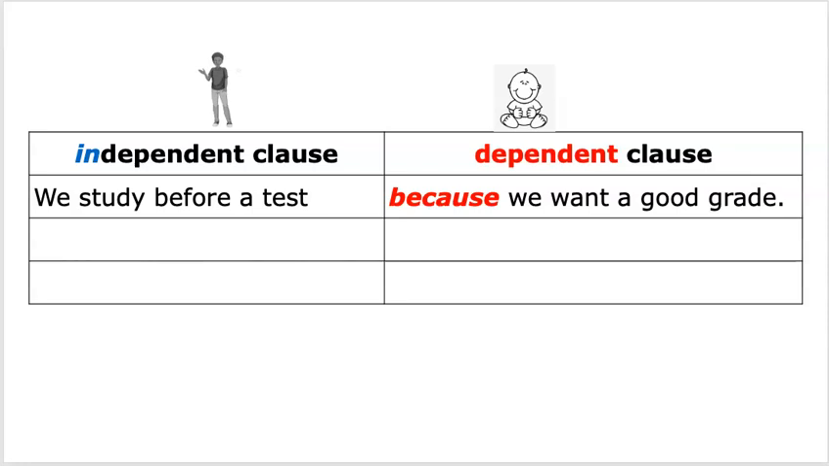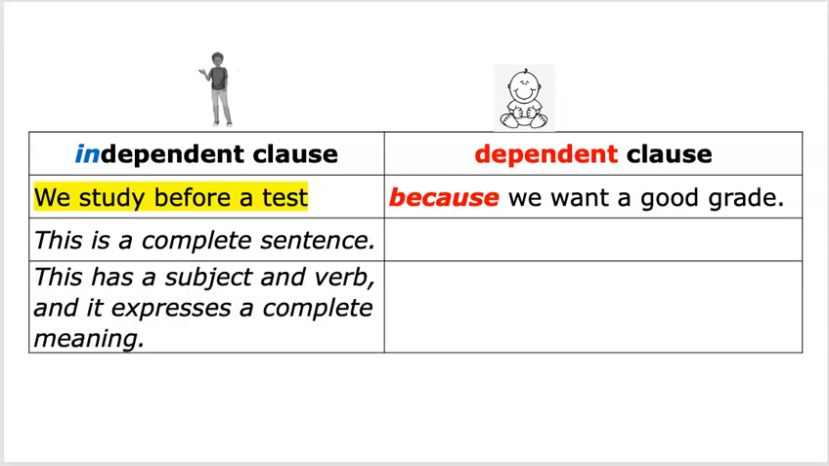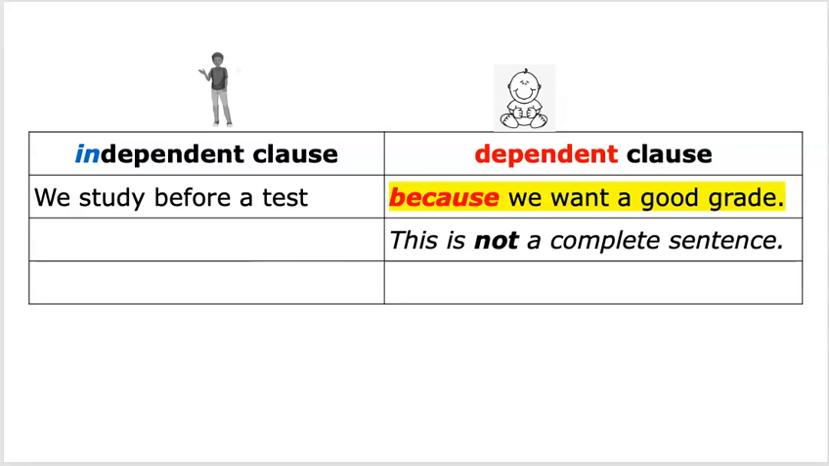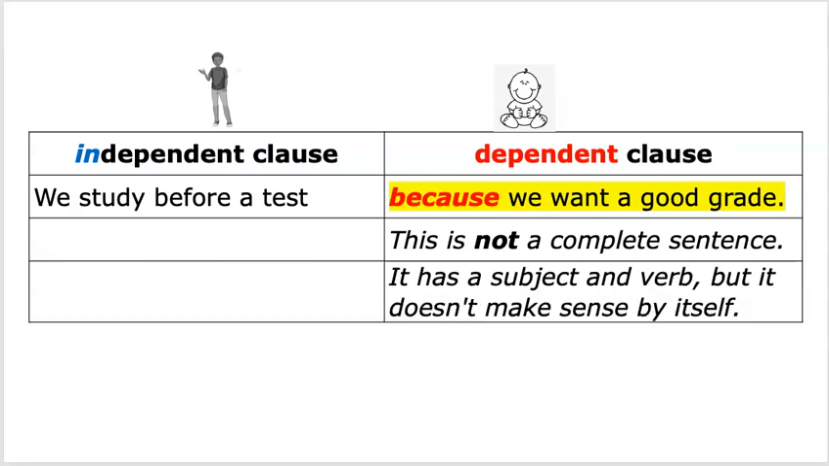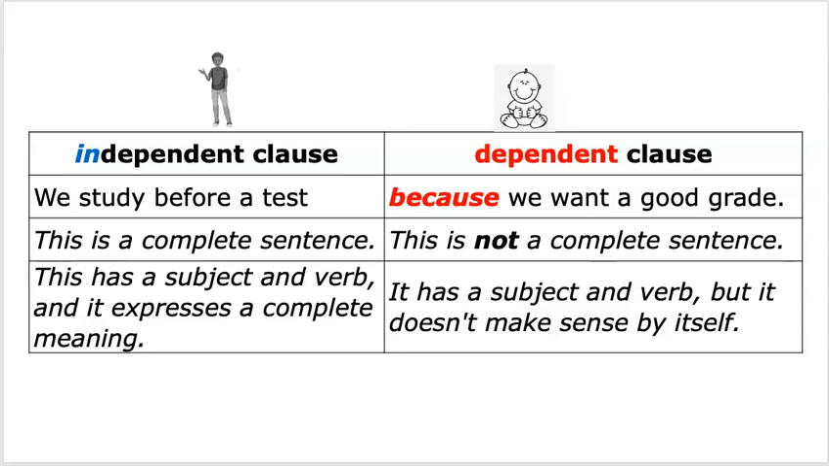Now let's look at an example where the independent clause begins the sentence. We study before a test because we want a good grade. Again, we study before a test is a complete sentence. It has a subject and a verb, and it expresses a complete meaning. On the other hand, because we want a good grade is not a complete sentence. It has a subject and a verb, but it does not make sense by itself. And here are the two examples side by side so you may compare them.